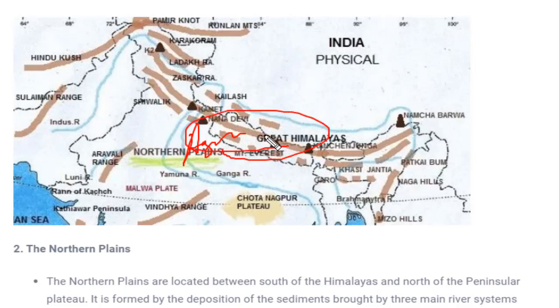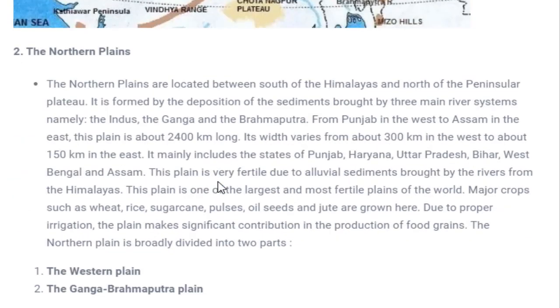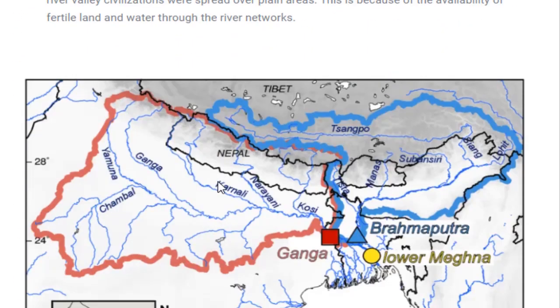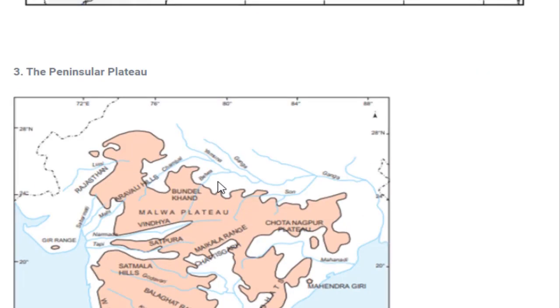That's why the civilizations like Ganga, Mohenjo-daro and Harappa were formed in this area. So this is all about the northern plain. Next physiography that we are going to study in this video is the peninsular plateau.